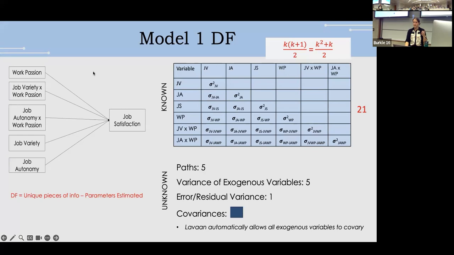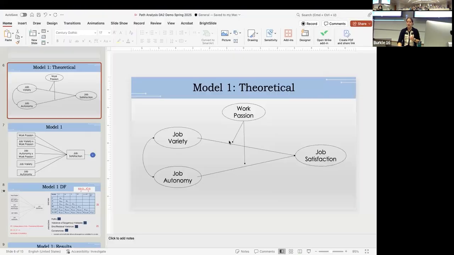So, for example, in the original model that you drew, this is a covariance, right? That relationship between job variety and job autonomy. It's just acknowledging that, hey, these might move together in some way. Why does that make sense? Well, they're both predicting the same thing, right? So if they predict the same thing, they should have some relationship with each other. But it's not a causal relationship that we're interested in. So we set it as a covariance.